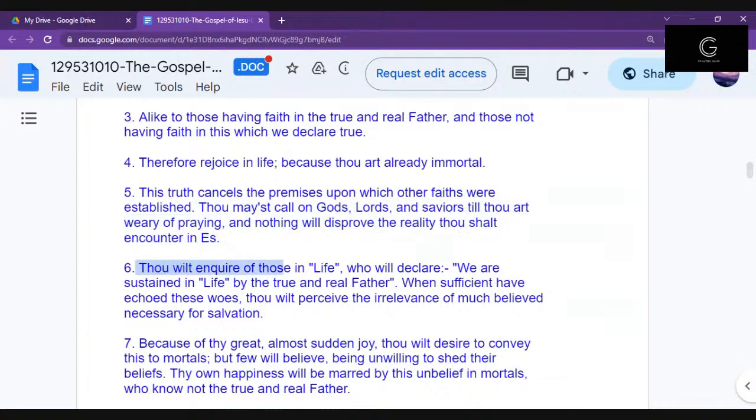Thou wilt inquire of those in life who will declare, we are sustained in life by the true and real Father. When sufficient have echoed these words, thou wilt perceive the irrelevance of much believed necessary for salvation.